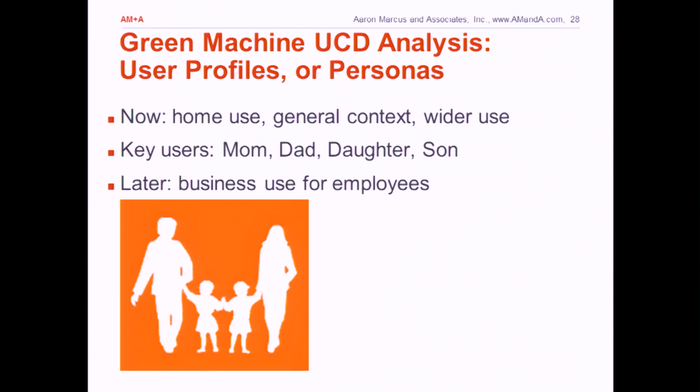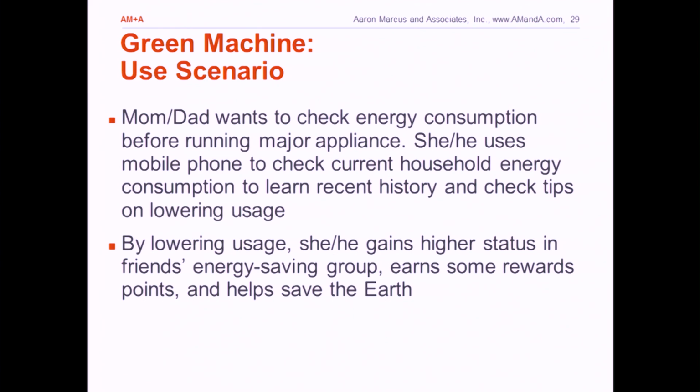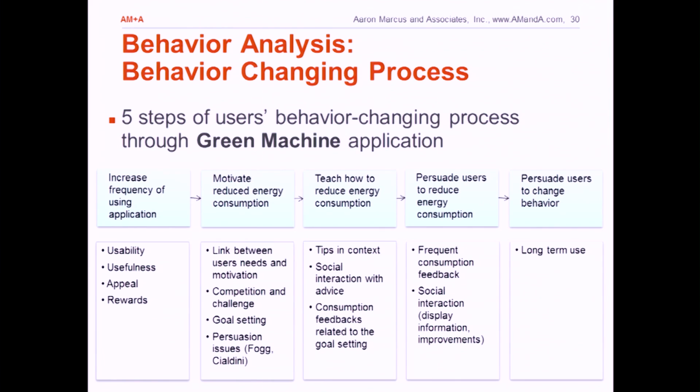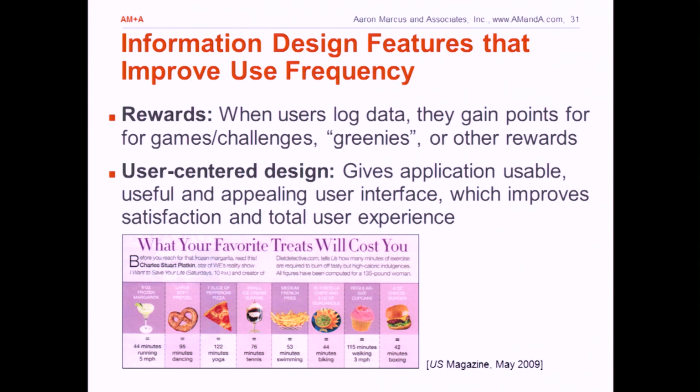We made this for mom and dad at home, trying to look at their energy use, checking to see how they're doing, perhaps a little competition with a neighbor or friend in energy usage. And these were the 5 steps of the process of behavior change, getting people to use it at all and to increase that frequency of use, motivate them to change their consumption behavior, teaching them how to do more, and focusing on short-term and long-term behavior changes and eventually lifestyle changes. That's part of what is involved in all of these machines.